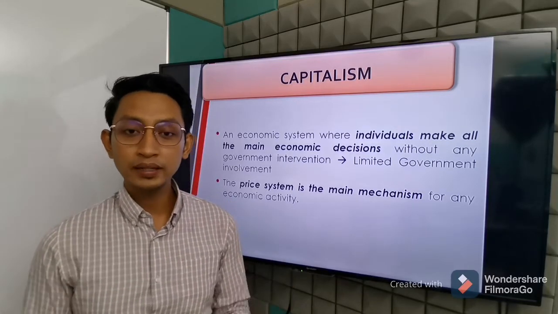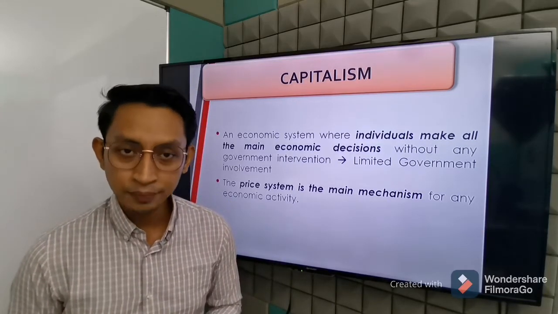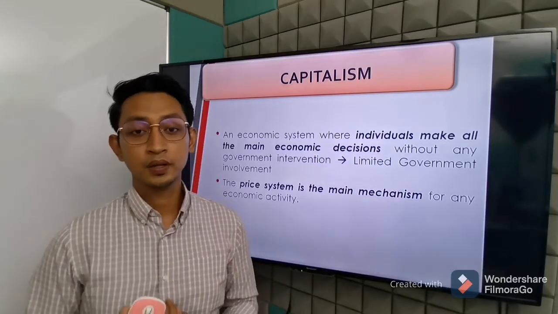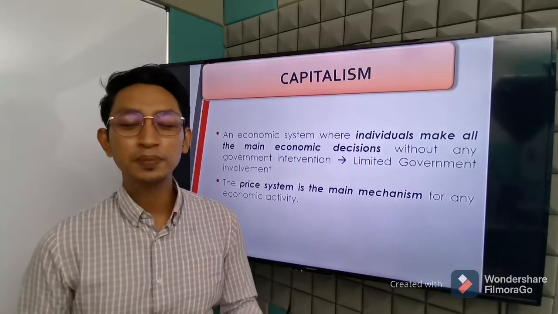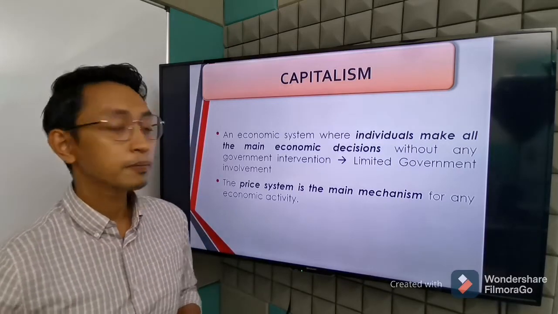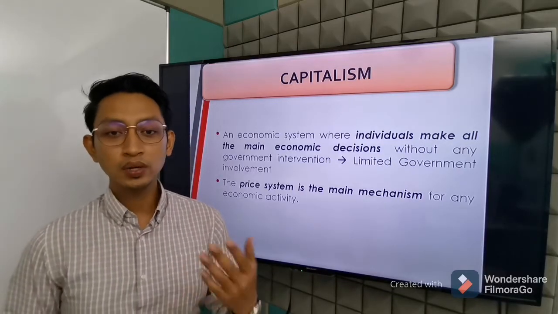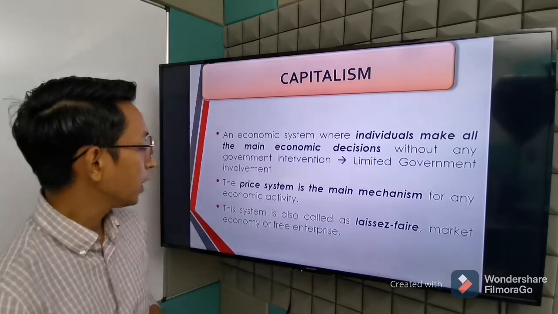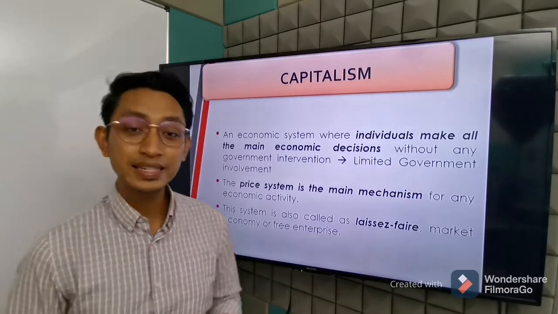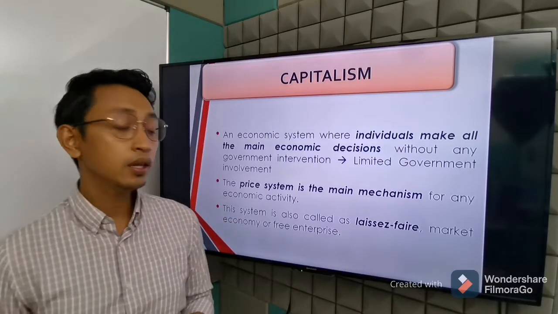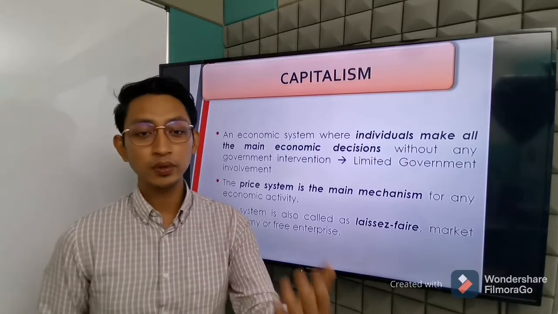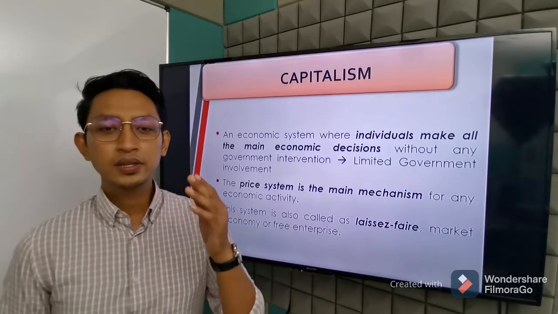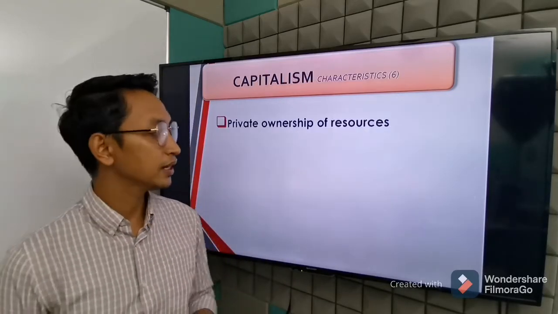So who makes decisions in capitalism? Like I said, the one that makes decisions is the individual. How? They use the price system, or we call it the price mechanism. Okay, I will share with you later how the price mechanism works in the economy. This system is also called laissez-faire, market economy, or free enterprise. So sometimes we call it free enterprise, laissez-faire system, free market. They are all the same as capitalism.